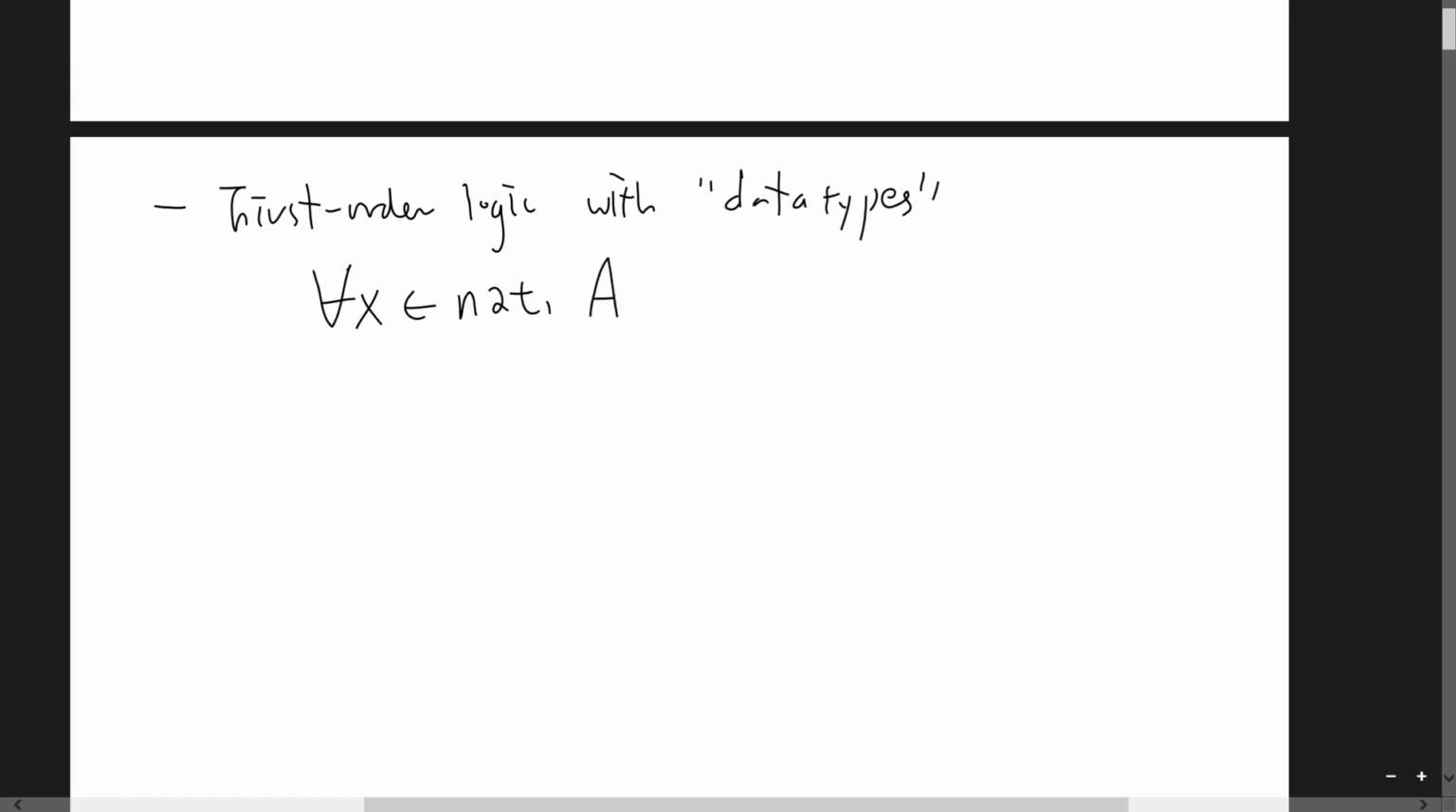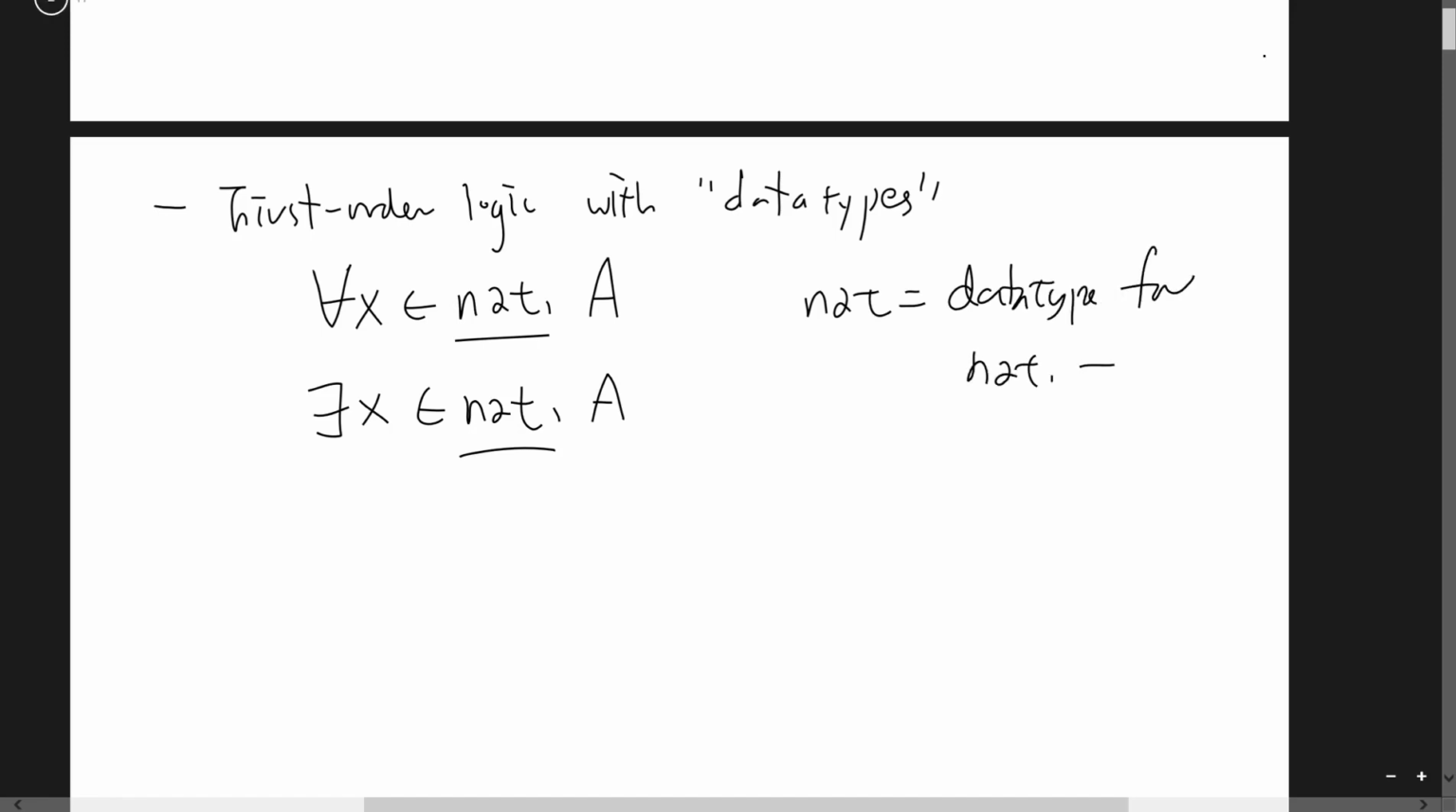So the topic for the lecture today is first order logic with data types. So we will be using this new form of quantifiers such as for all x in nat A, or existential x in nat A, where these are data types. Or in this example, that is the data type for natural numbers.